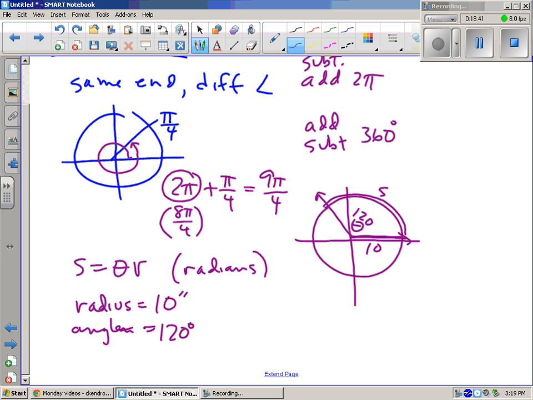This is 10, this is 120. So we just plug it into our formula, and I get S equals 120 times 10. Now, this is in degrees. I can't have that. So I need to convert by multiplying by pi over 180. So that turns it into radians. You cancel stuff out or you just multiply it through, you should get about 20.94. And because this was in inches, our arc length is also going to be in inches.